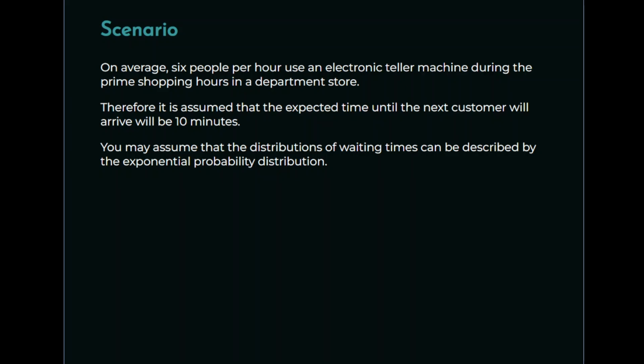So what we're interested in here specifically is, from the point of view of the ATM, from the point of view of the machine, what is the waiting time between when customers arrive? Just for simplicity, this is keeping a very simple view of things. We're not going into queuing or having people having to wait or anything like that. It's just, from the point of view of the machine, how long does the machine have to wait before the next customer shows up? You may assume that the distribution of waiting times can be described by the exponential probability distribution.